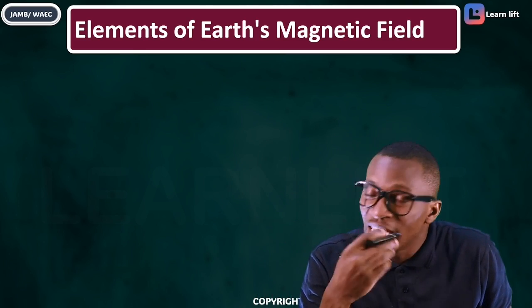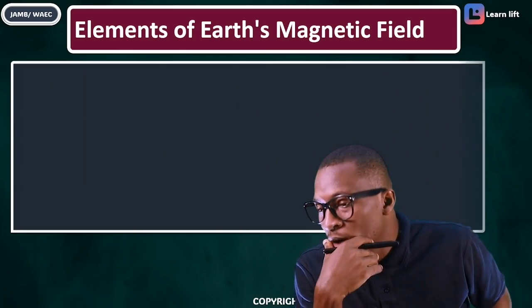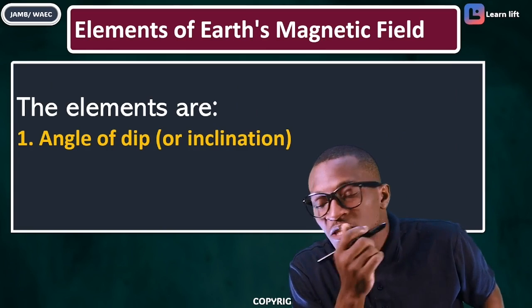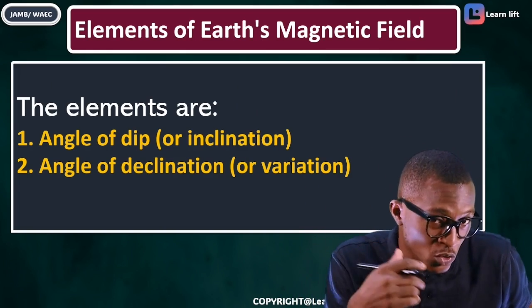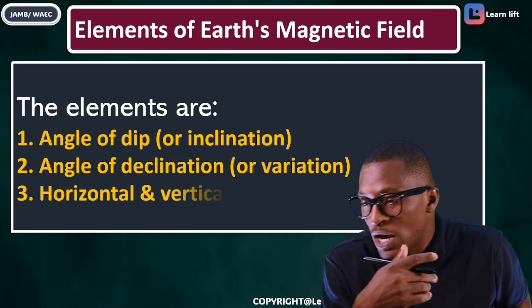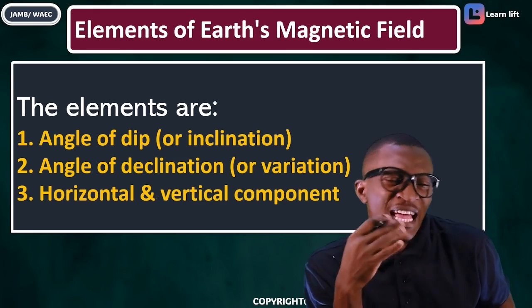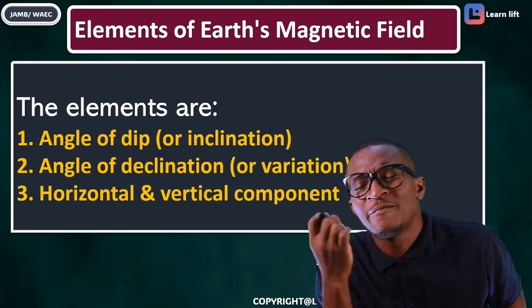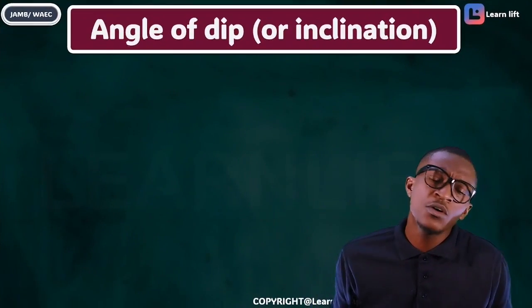Let's first of all list them. If they're asking you, what are the elements that make the Earth's magnetic field? Number one, we have the angle of dip, also called the angle of inclination. Number two, we have the angle of declination, also called the angle of variation. And number three, we have the horizontal and the vertical component. Let's treat them one after the other. First, let's talk about the angle of dip. Now, what's the angle of dip?